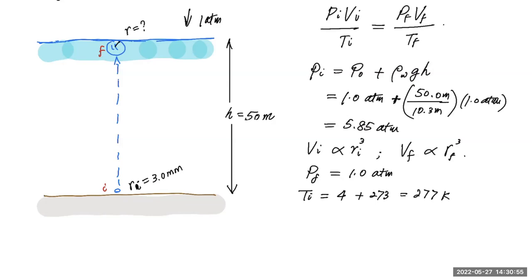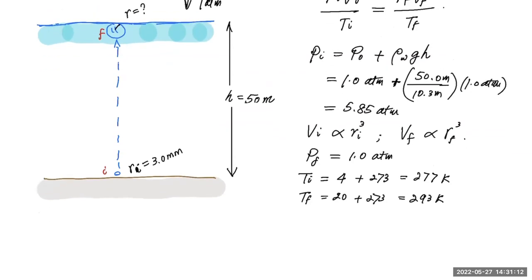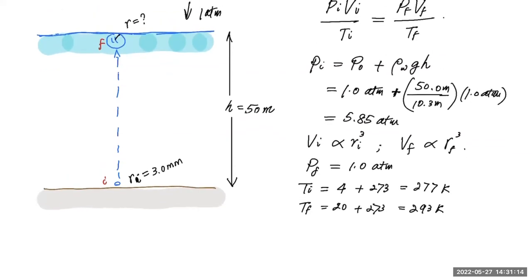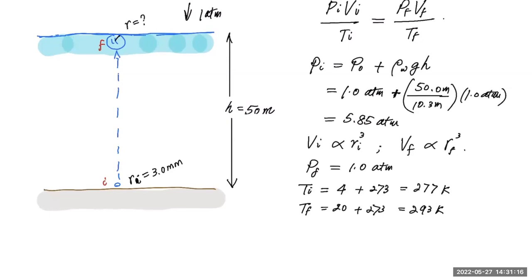Now at the top, T final is 20 degrees Celsius. So 20 plus 273 will give you 293. So we've got all these numbers in place. We plug all these numbers back into the formula at the top, the ideal gas law, and let's see what we come up with.